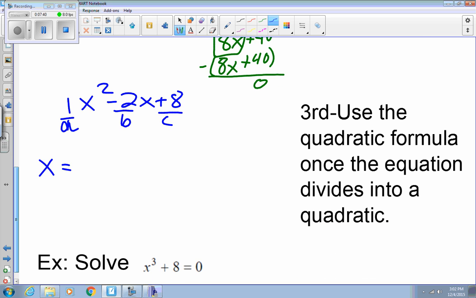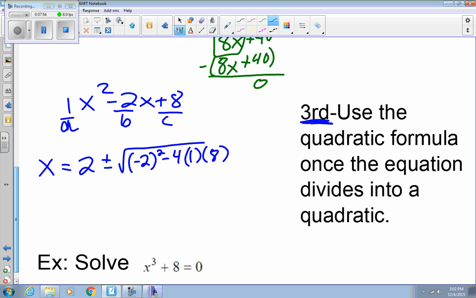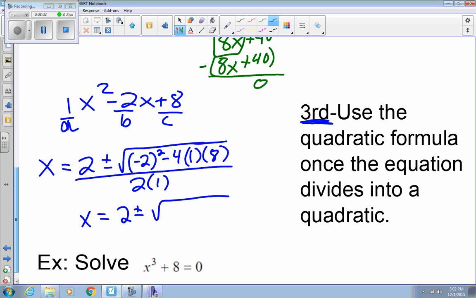X equals, so the third thing is use the quadratic formula. Opposite of B, plus or minus the square root of B squared minus 4 times A times C, all over 2 times A. Simplify this down. You have inside negative 2 squared is 4, minus 32 is a negative 28, over 2.